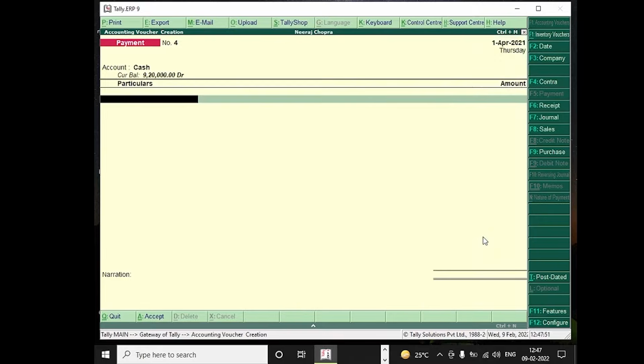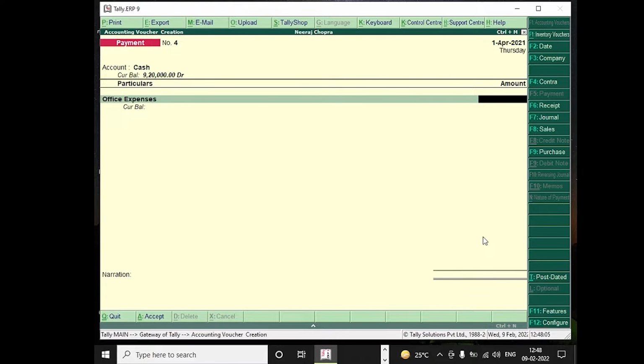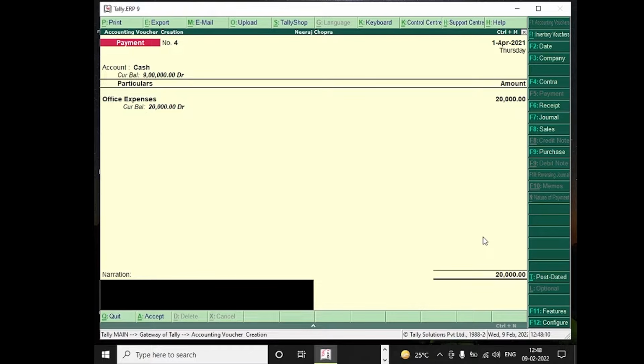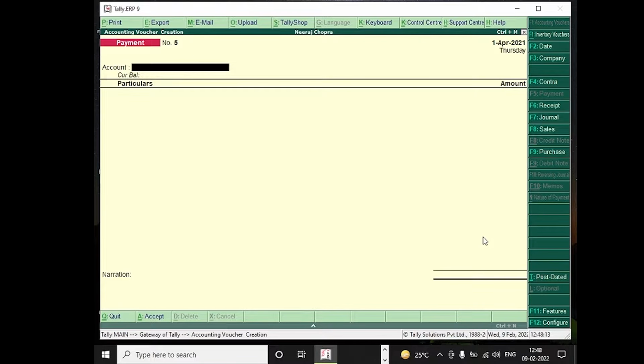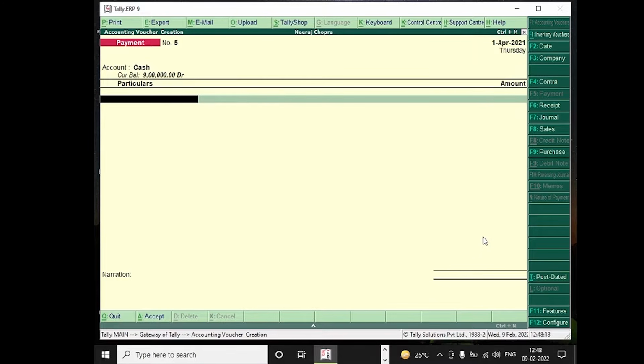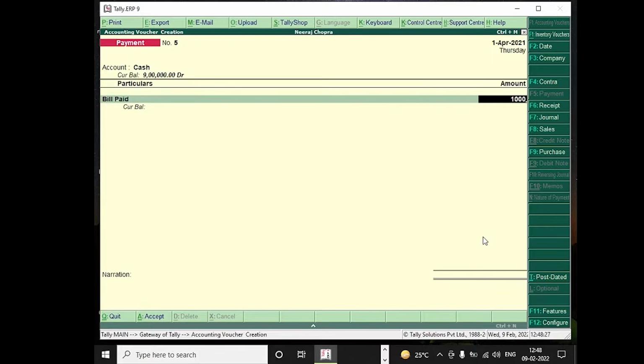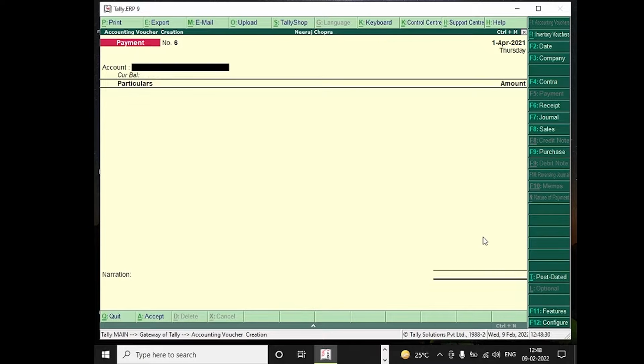Next, cash, office expenses. Office expenses is also an indirect expense, so it should be entered in payment voucher. Office expenses 20,000. Press enter. If you want to give the narration, you can give and accept this. Next, bill paid. Select cash. It should also be entered in payment voucher because it is an indirect expense. Amount 1,000. Press enter and accept this.